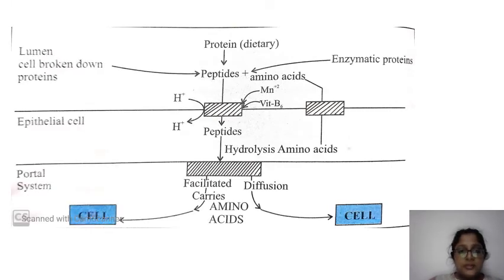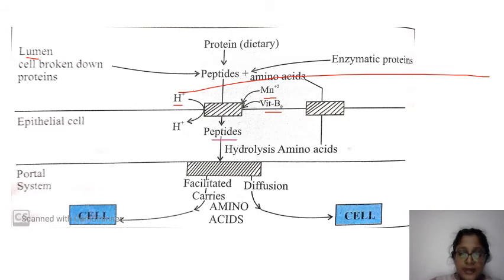So as you can see, in the lumen the proteins are converted into peptides and amino acids with the help of enzymatic proteins. Over here these peptides move into the epithelial cell with the help of the H plus gradient, Mn plus 2 and vitamin B6, and those which are there as amino acids directly move into the epithelial cell, the enterocyte, as I showed you in the previous slide.